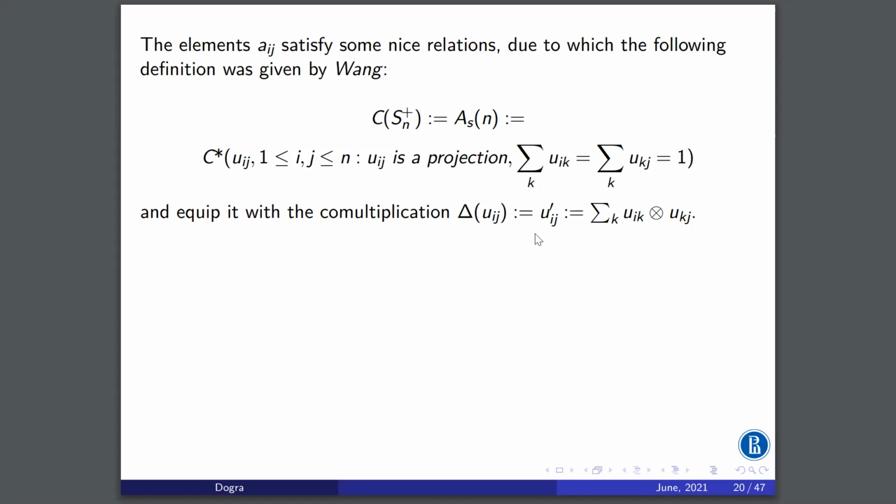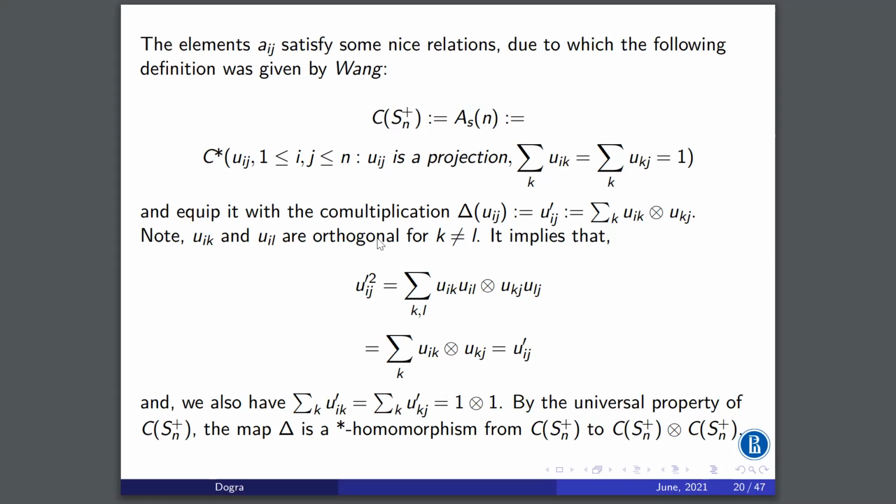So basically, I'm trying to get at the definition given by Wang of a universal star algebra. This is also a very conventional universal star algebra. It is generated by elements u_ij, where i, j go from 1 to n, with n being the number of elements in the set we started off with. And all of these elements are projections, and they sum up to 1, so that all the rows and all the columns sum up to 1. Along with this algebra structure, it also has a co-multiplication structure, which is defined so that any element u_ij is taken by the co-multiplication map to u'_ij, which is given as an analogue of matrix multiplication.